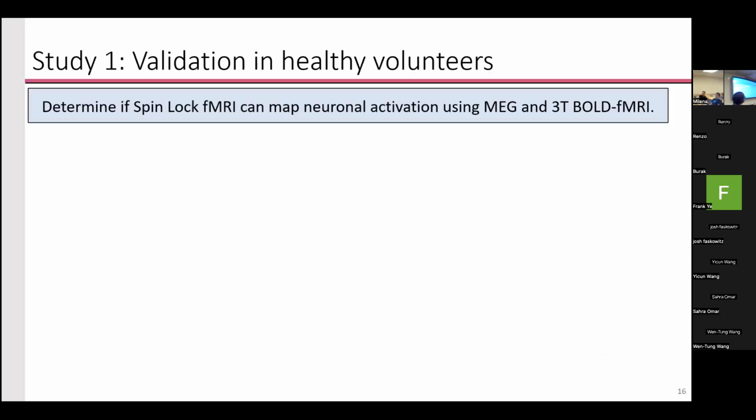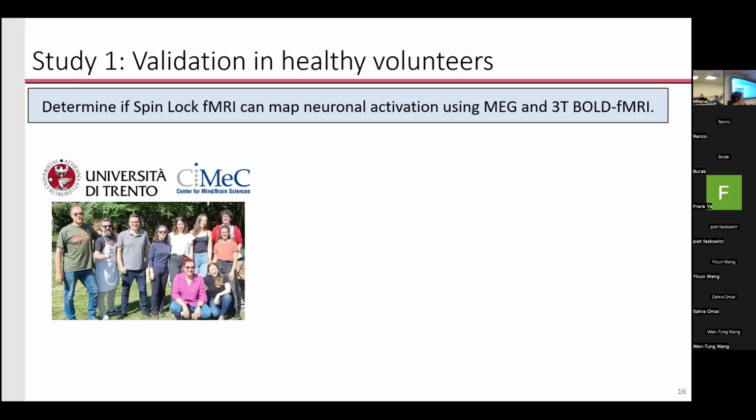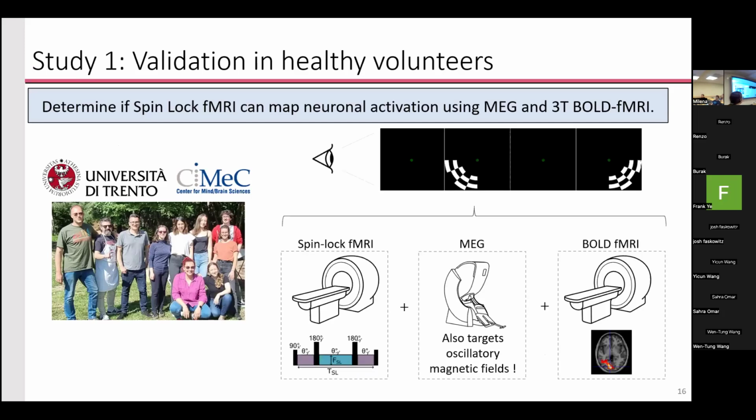In the first one, we wanted to validate it with healthy volunteers, and we wanted to have neuronal activation at a specific frequency, but also to have some type of ground truth measure. The only other method that targets oscillatory magnetic fields is MEG, but we don't have an MEG in Bern, so I moved to Trento for a few months to the Center for Mind and Brain Sciences. It's the group of Jorge Kovacic, and they have an MEG and let me use it.